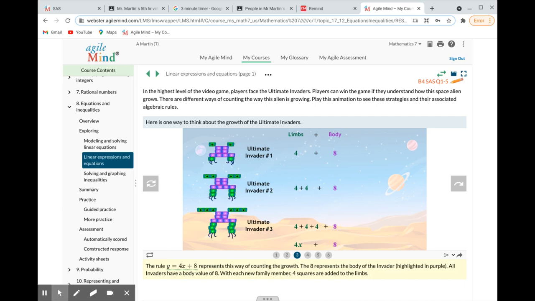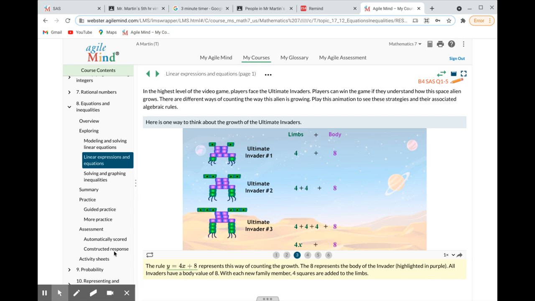The body. Yeah, the body stays the same. So in each one of these cases, we're taking 4 and multiplying it by the family member. And then what do we add to it? What stays the same? The body, so 8. Yeah, good job.